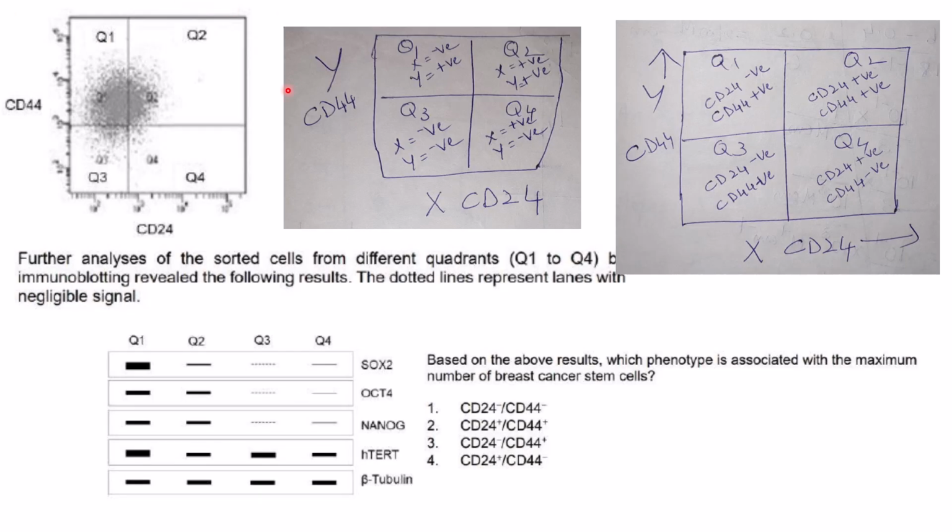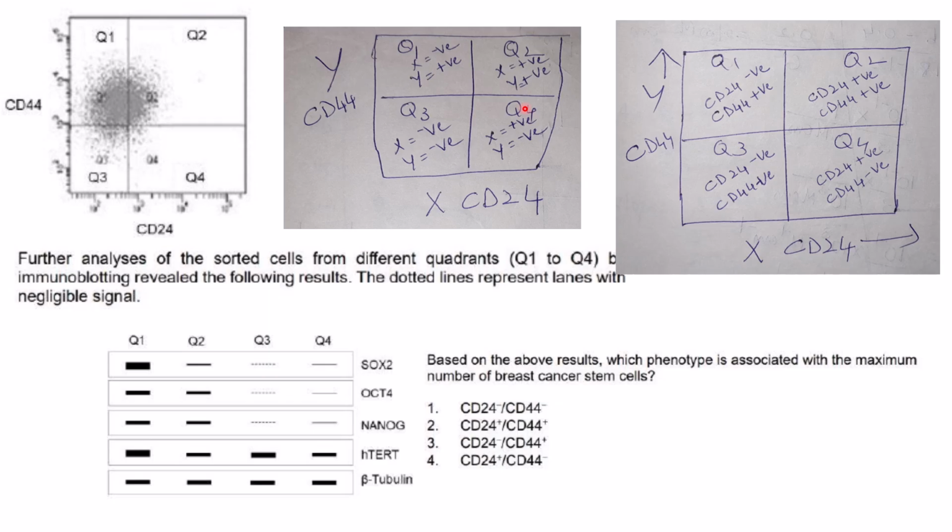If you see the quadrants, quadrant 1 shows events which are positive for the y-axis, that is CD44 positive, and the x-axis is CD24 negative, so x is negative. Whereas quadrant 2 has both x and y-axis positive, quadrant 3 has x and y both negative, and quadrant 4 has x positive and y negative.